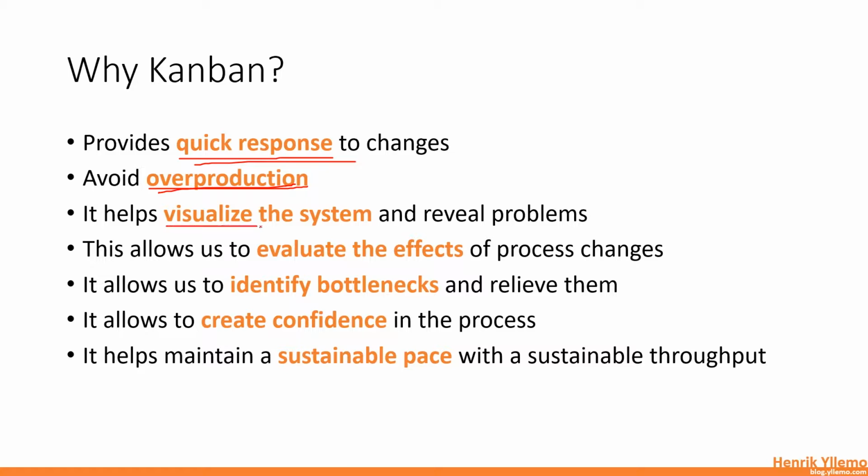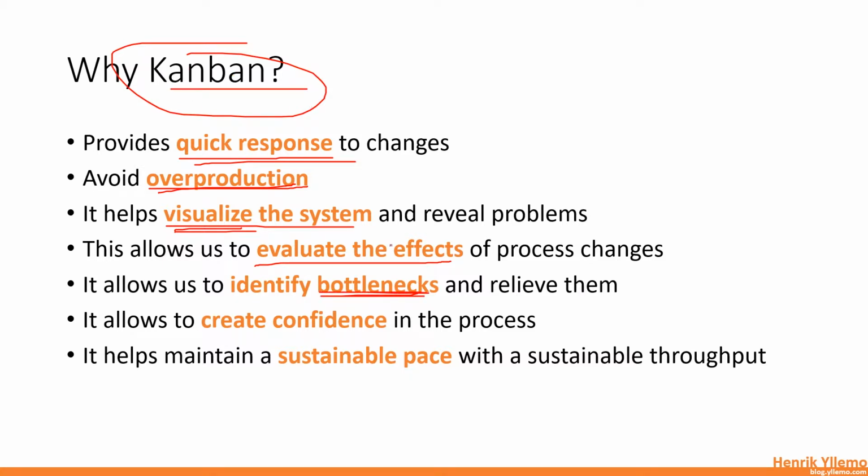One of the key things with Kanban is to actually visualize where you have your bottlenecks, and the process of doing that is a really key part of Kanban. So this allows us to evaluate the effects of any process change. So we can do changes and we can evaluate the outcome of that change. It also allows us to identify bottlenecks, which is also a key of Kanban, and we can also relieve them, making sure that we don't have too many bottlenecks.